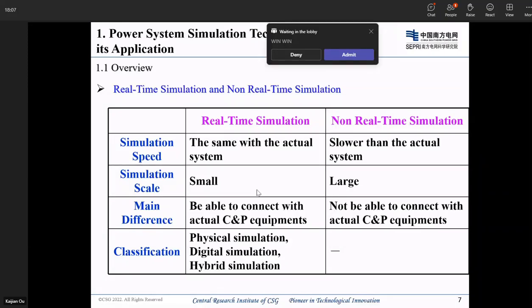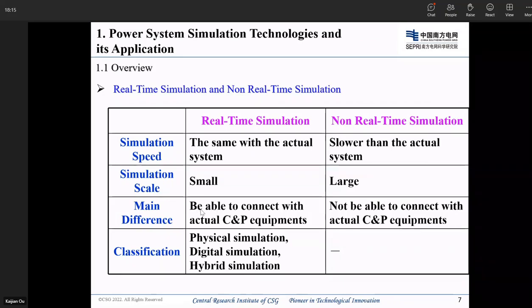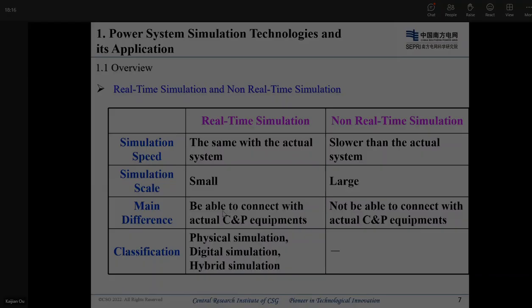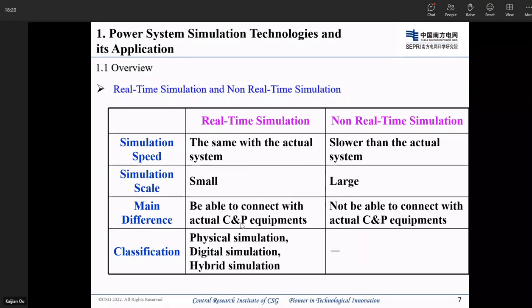The main difference between the lead time and no lead time simulation is that for lead time simulation, it can connect with the actual control and protection cubicle. So for lead time simulation, it can connect with a real physical control and protection cubicle. For no lead time simulation, it cannot connect with the actual control and protection cubicle. This is the main difference between the lead time and no lead time simulation.